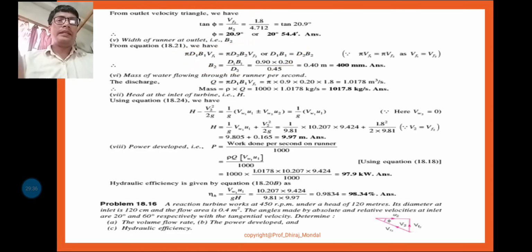Okay, now d1 b1 is equal to d2 b2. Clear? So ultimately, eliminating the pi from both sides, and Vf1 is equal to Vf2, you know. So d1 b1 is equal to d2 b2, and b2 is equal to pi d1 b1 by d2. So ultimately the b2 will be 400 millimeter. So this is the correct answer.